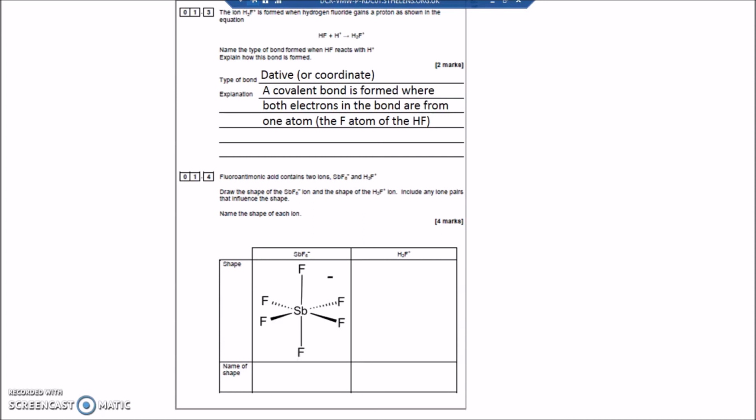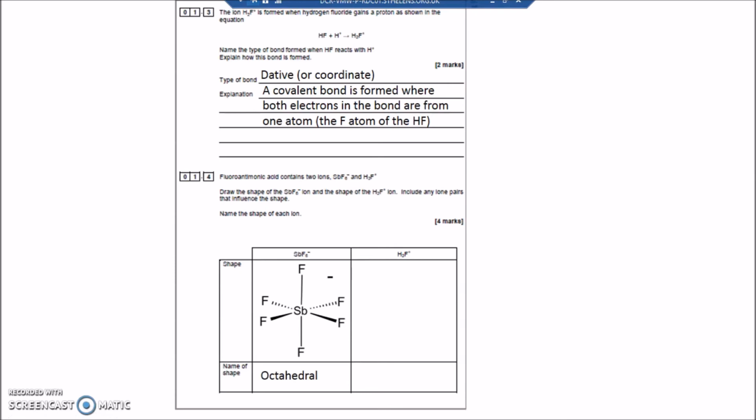Shape of SbF6-. Well, Sb is an element called antimony, and that's in group 5. It's got a minus, it's gained an electron, so group 5, 5 electrons in the outer shell, minus means it's gained 1, it's got 6 electrons in the outer shell. 6 F's come along and bond, so you've got 6 bonding pairs. 6 bonding pairs repel equally, and that's going to go into an octahedral shape with a bond angle of 90.